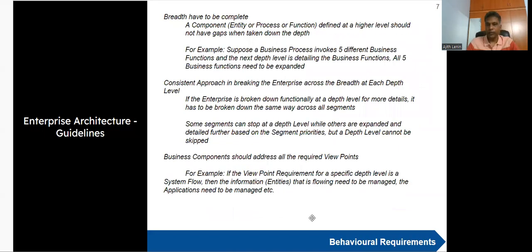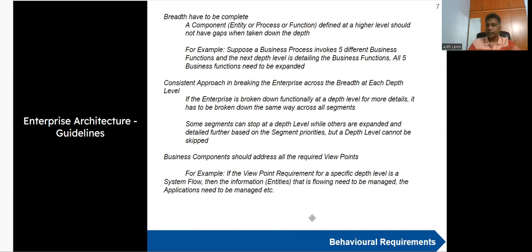Now let's look at a couple of guidelines, right? So breadth has to be complete, in the sense that when I define a component at a higher level, I need to cover all the different pieces that component is made of. Let's say I take a process, and that process has 5 different business functions. When I go to the next level, I should have my expansion or detailing of all those 5 components. I cannot leave out one and have detailing for only 4 components. Then we are leaving a gap in the enterprise architecture, so that should be avoided.